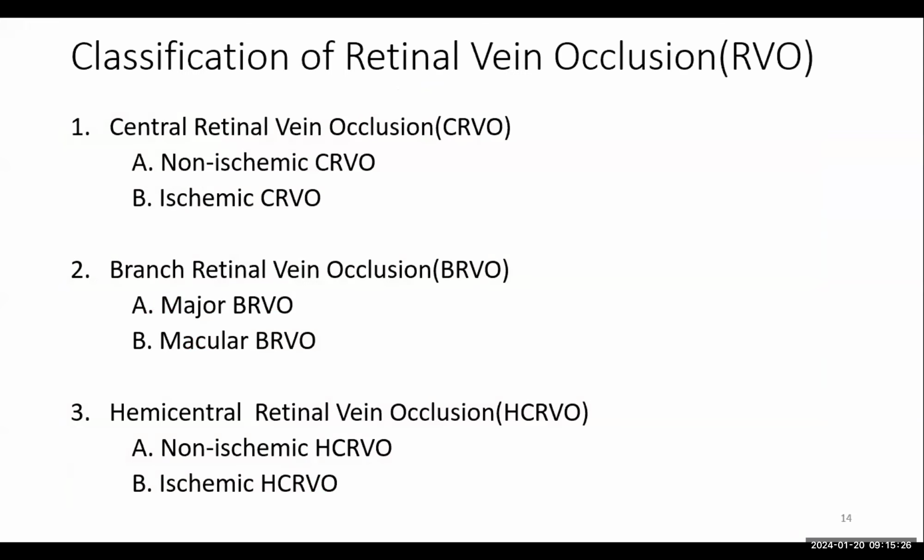So to talk about the treatment, it's important for us to talk about the different classes that we have. We have central retinal vein occlusion, which can be non-ischemic and can be ischemic.